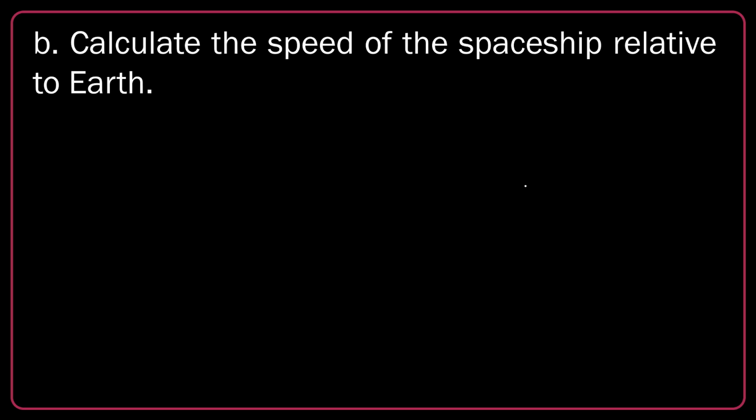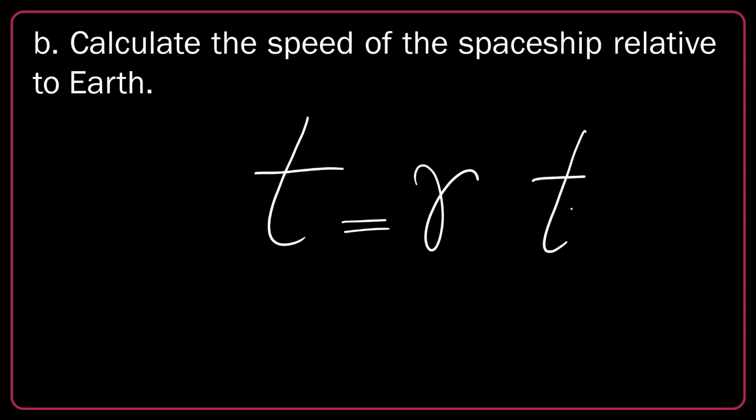Calculate the speed of the spaceship relative to Earth. You know that dilated time is gamma times proper time. Here dilated is 5 days, and the proper time is 4 days, okay? You can use the unit of day. It's okay because they will be cancelled. So you don't have to convert it to seconds.